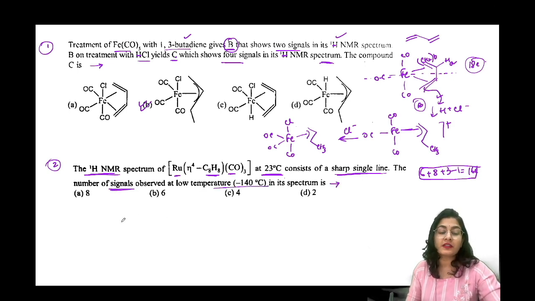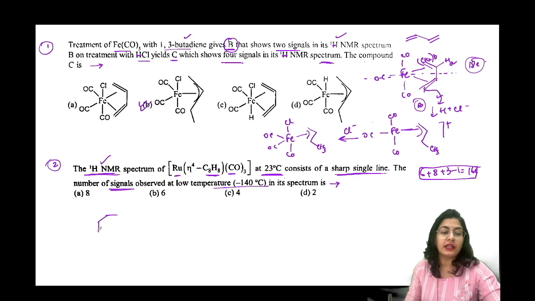This question is mostly based on the type of binding and how it is affected at higher temperature and lower temperature. Since we have done some questions on this topic, and we saw proton NMR for organometallic compounds yesterday, that's why we are looking at this question today.